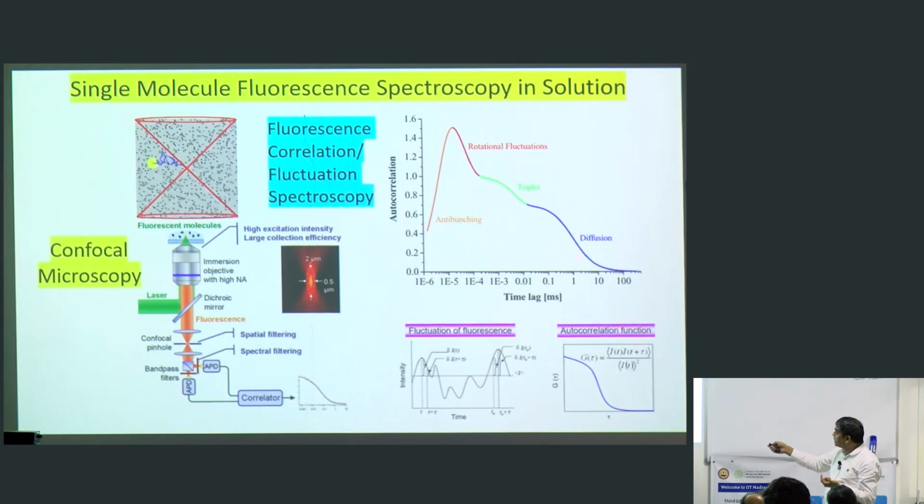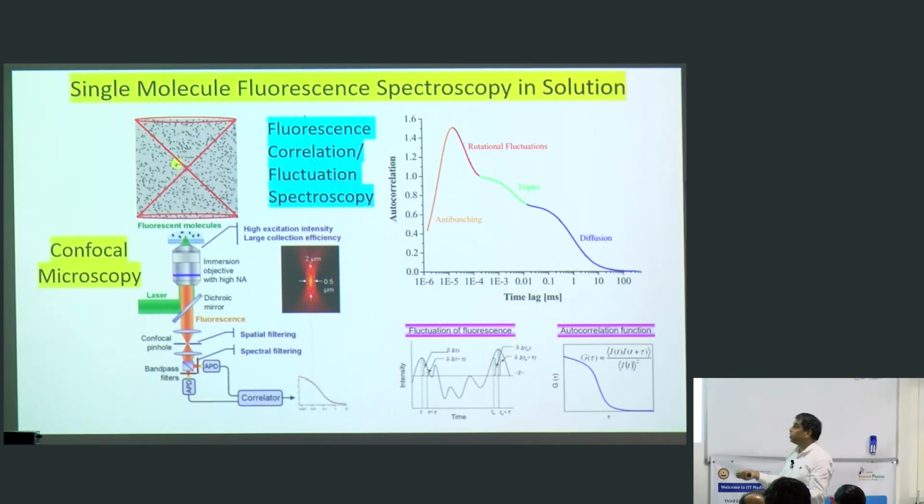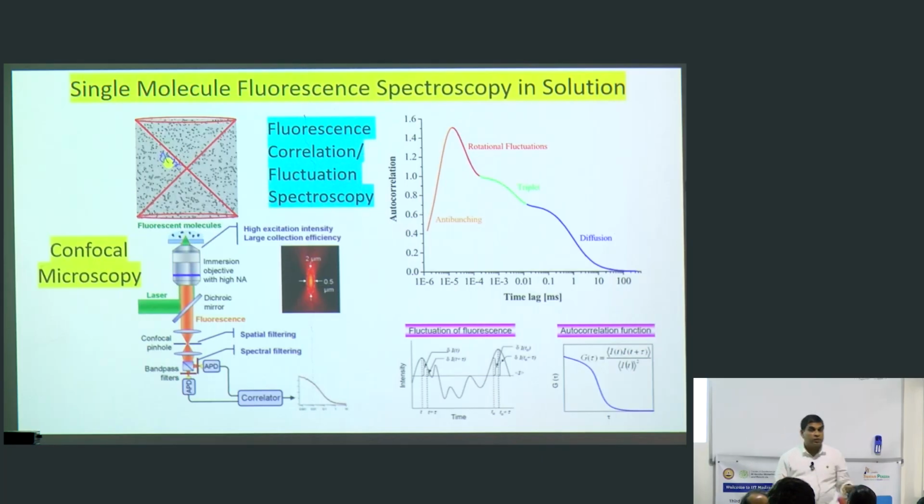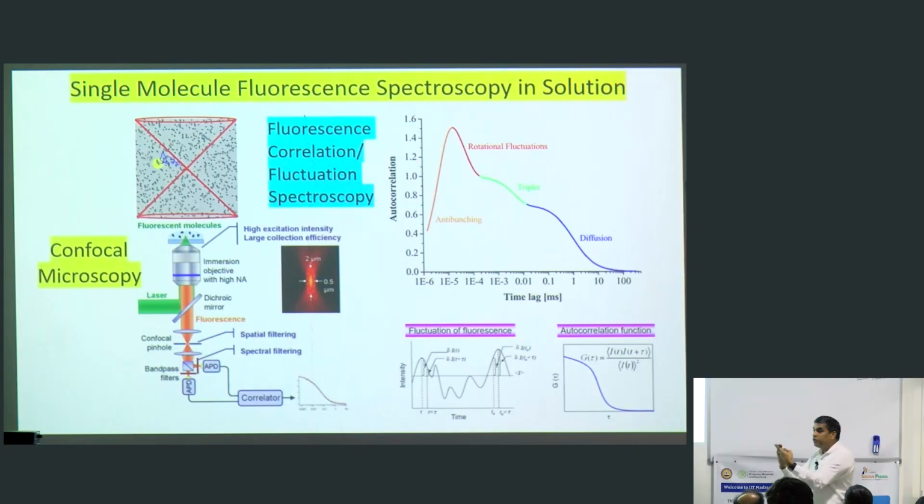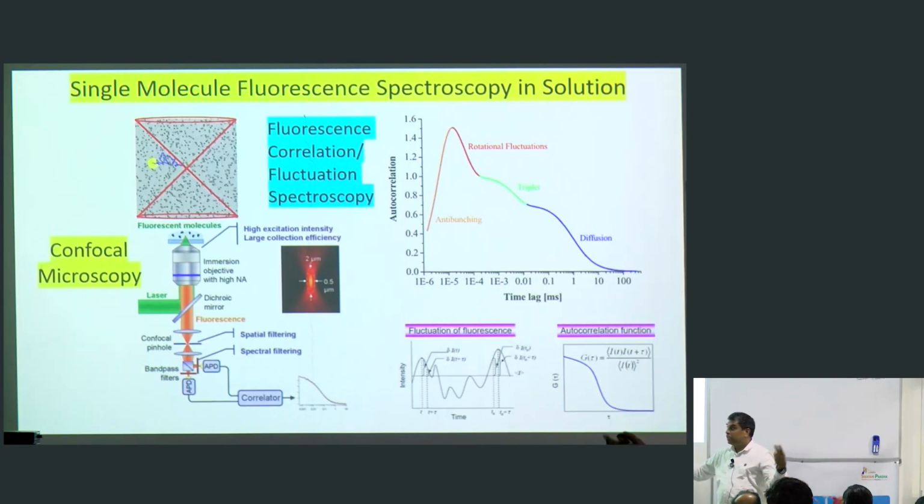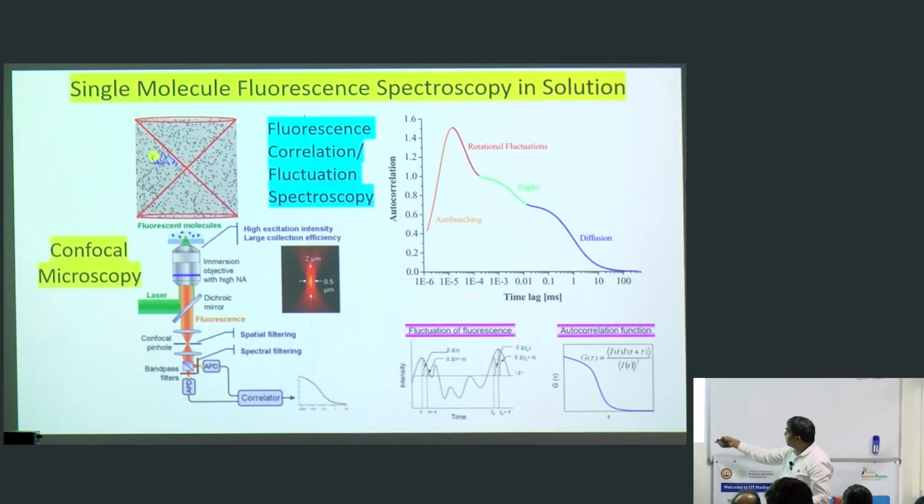So this is the diffusion time or the fluorescence correlation time. This is the triplet state time. You have the rotational time. You also have the anti-bunching. Anti-bunching means anti-correlation. This we call correlation, and this we call anti-correlation. Anti-correlation tells whether two molecules are interconnected with each other or apart from each other. The time scale is different, but within this setup, you can capture all these dynamics, starting from picosecond to second.